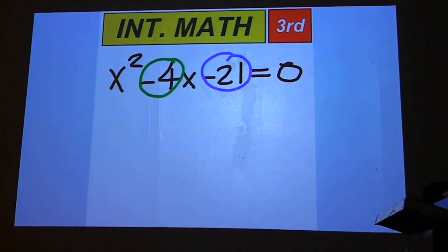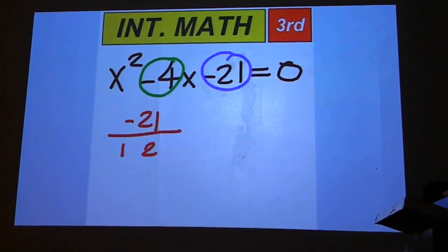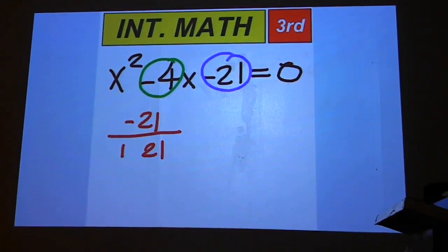So we need two numbers that multiply together to get a negative 21. We'll list those factors out next. So if we have a negative 21, I could multiply 1 by 21, but that would give me a positive 21. So what has to happen to get a negative? Yeah, a negative 1, but could it also be 1 and negative 21?